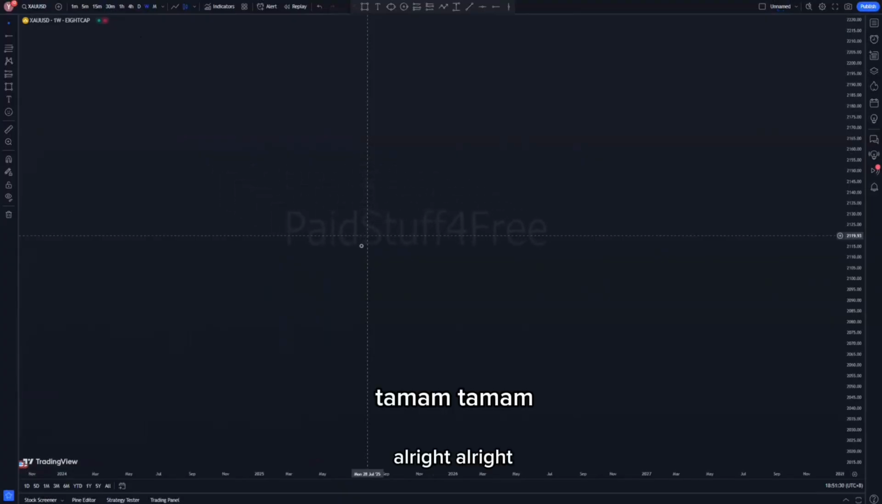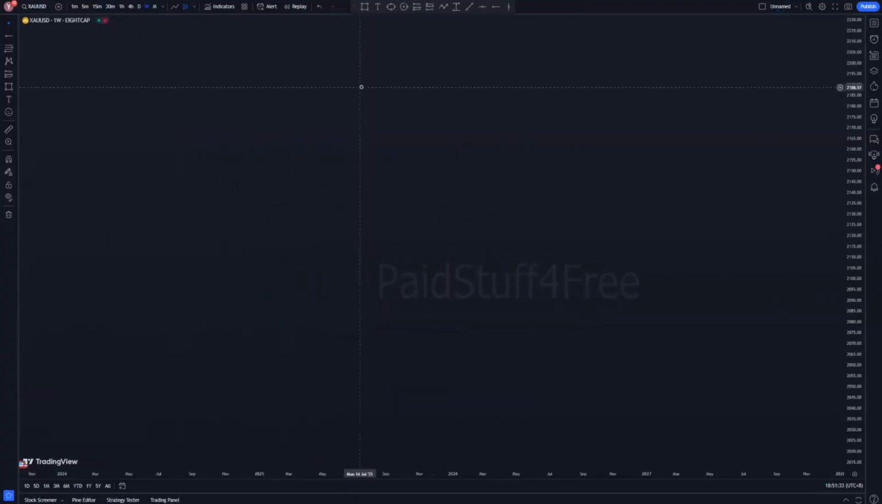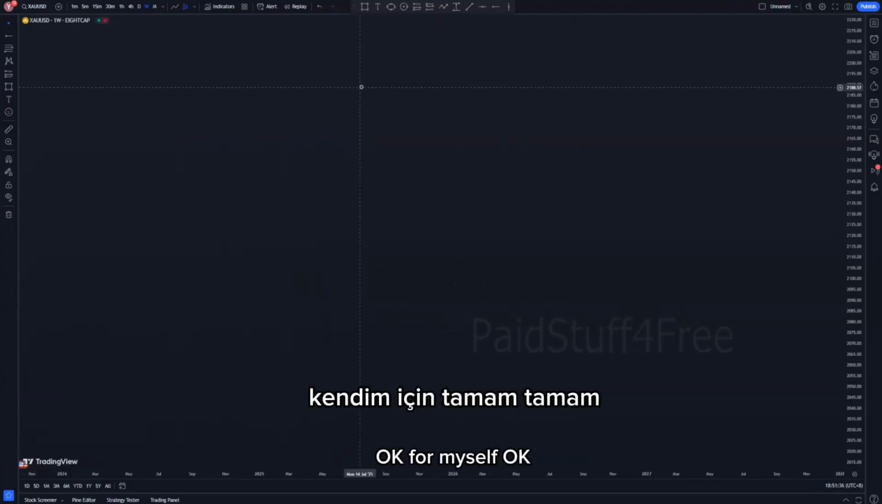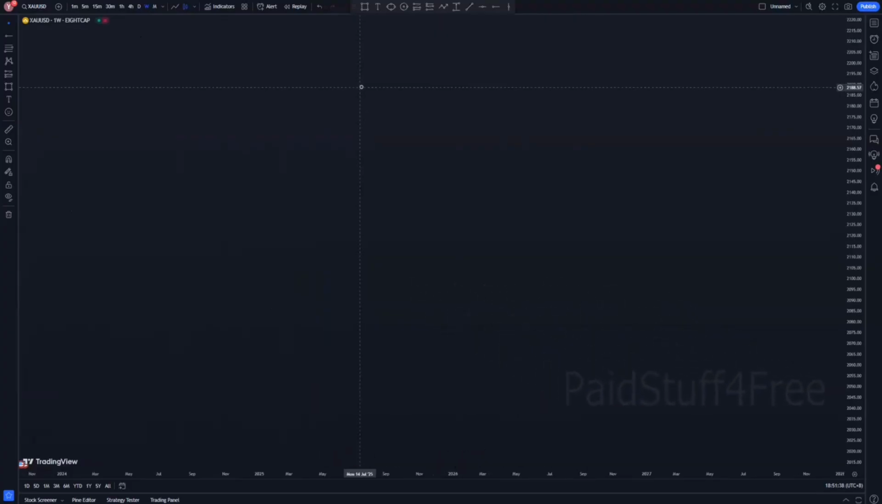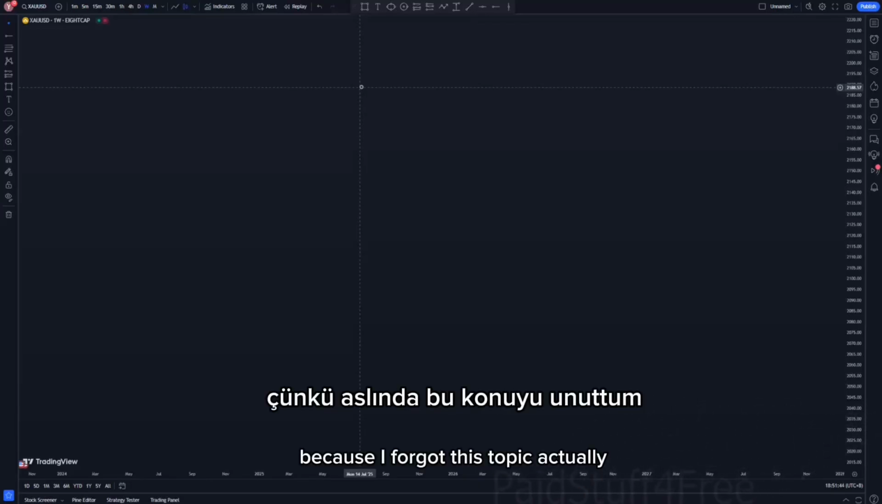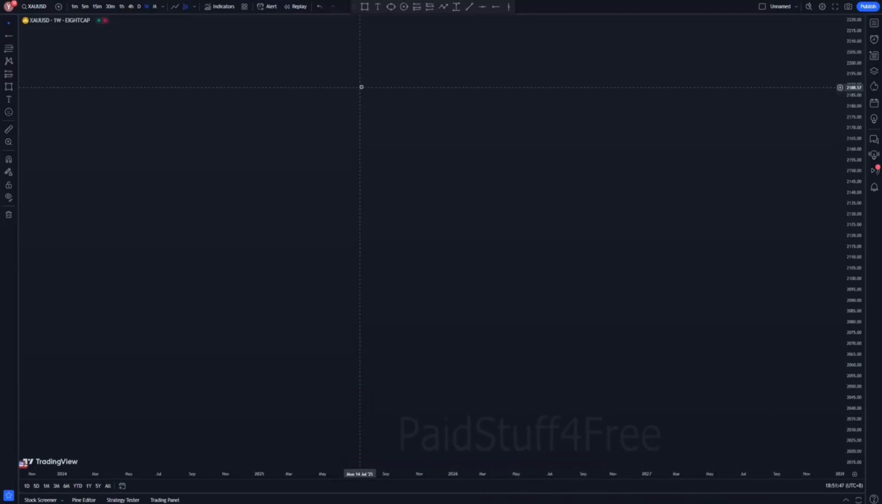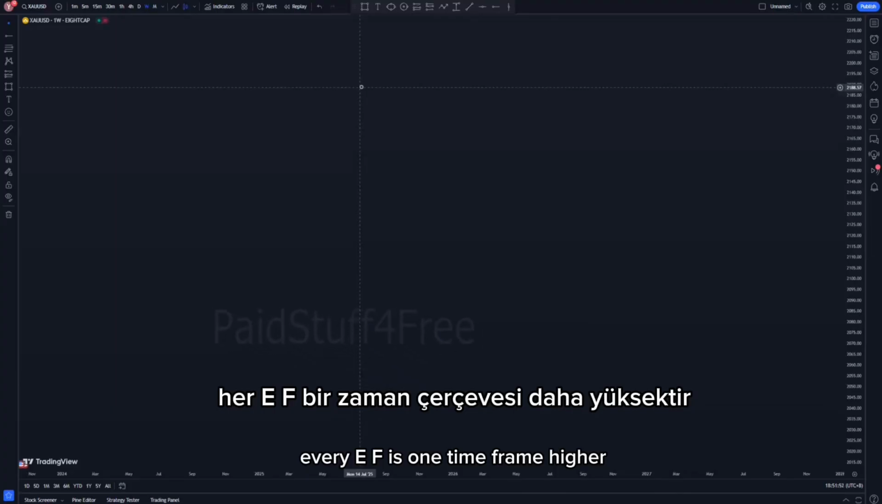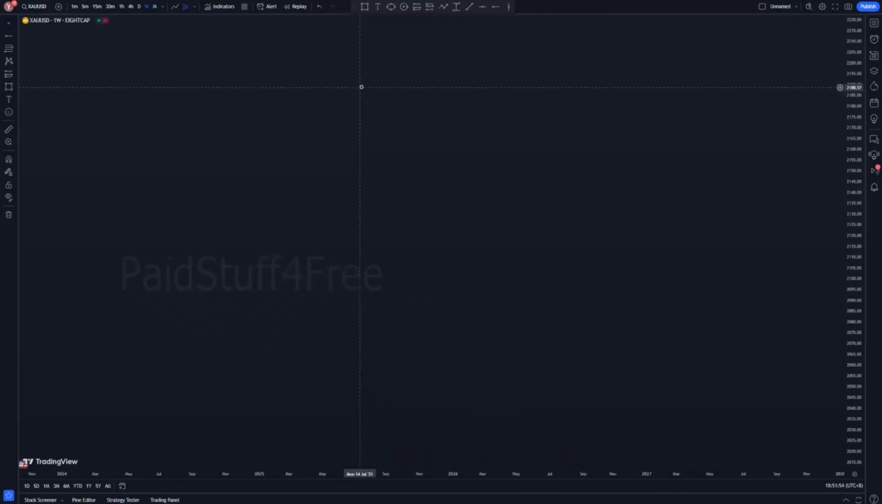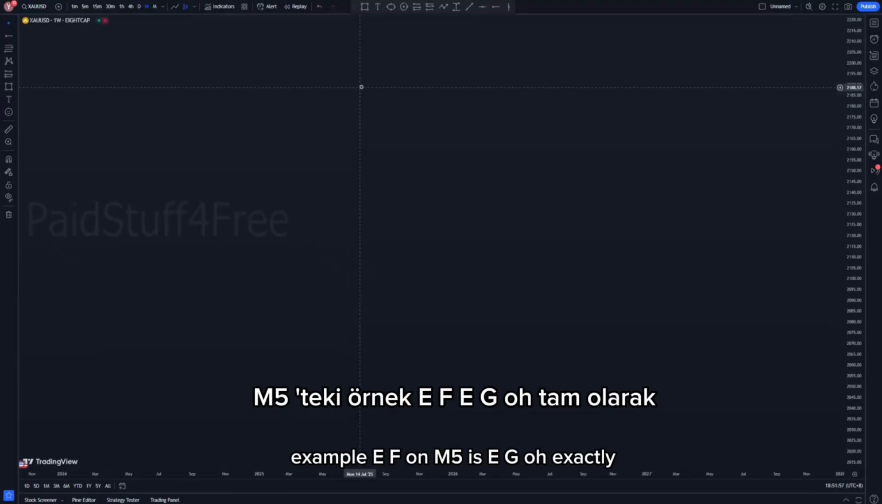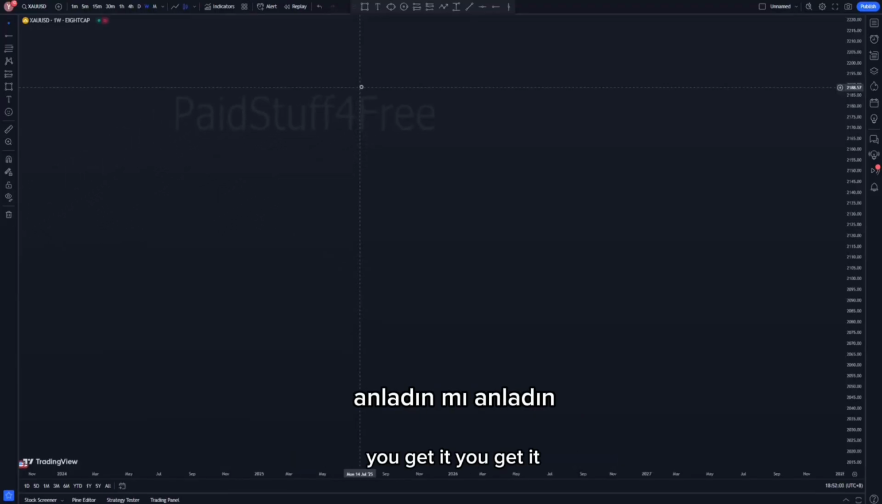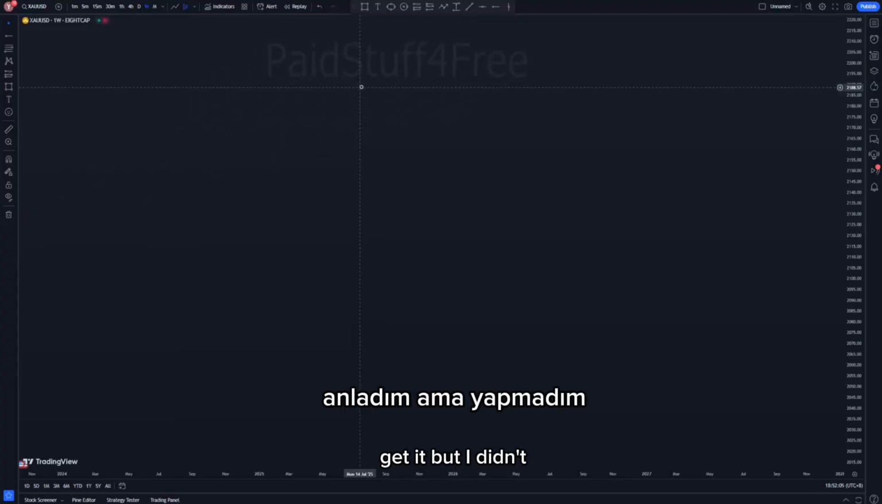All right. So, wait. I need to open the notes for myself, because I forgot this topic, actually. I wrote down my own notes. Wait, where was it? Every EF is one time frame higher EG. Yeah, exactly, you get it. Example, EF on M5 is EG. Exactly, you get it. I didn't even explain that one, but if you get it, that's good.